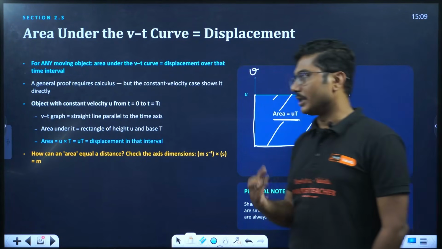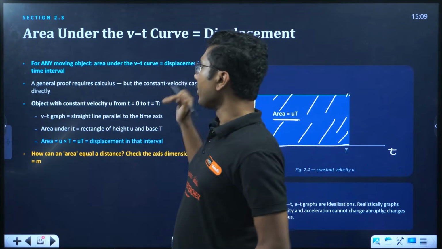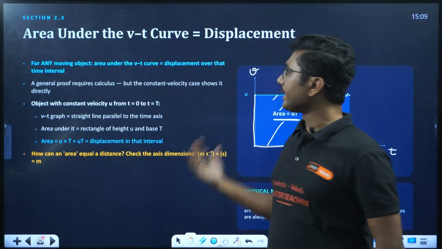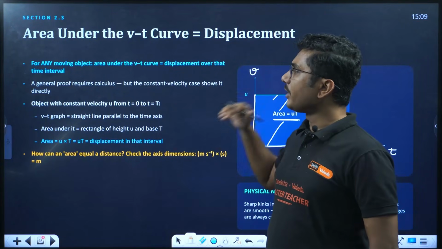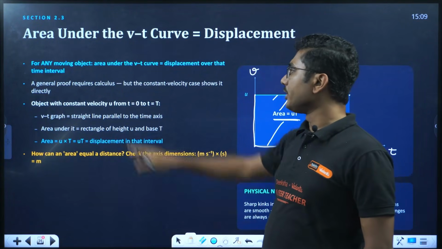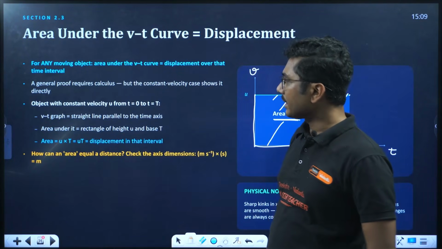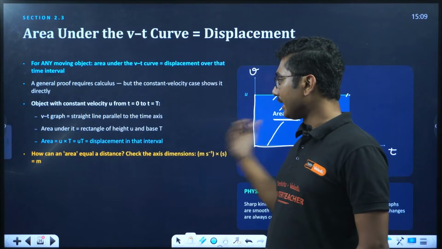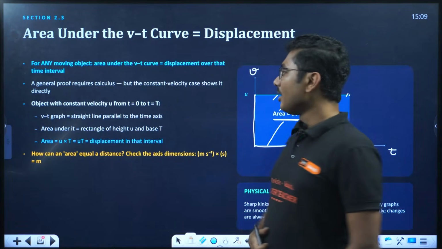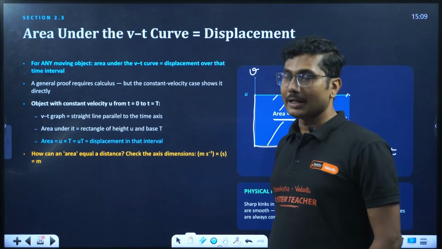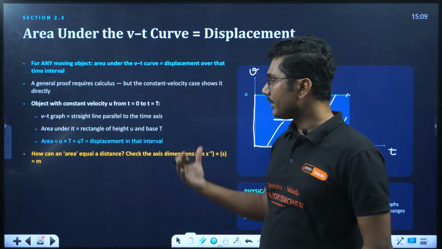Nothing difficult here. A general proof requires calculus, but the constant velocity case shows this directly. For an object with constant velocity u from t equal to 0 to t, the v-t graph is a straight line parallel to the time axis, and the area under it is a rectangle of height u and base t. So the area under that graph is u into t, which is the displacement in that interval.